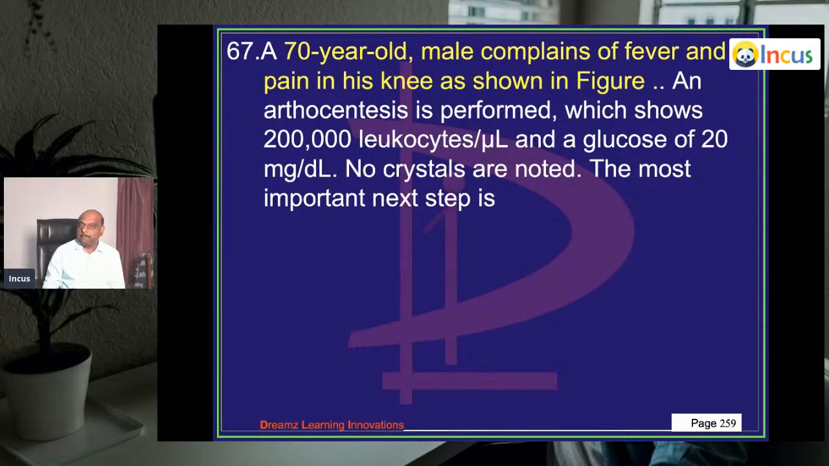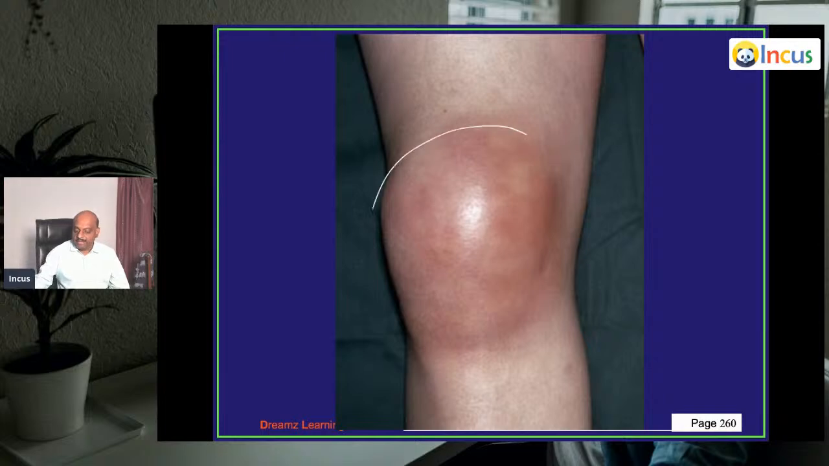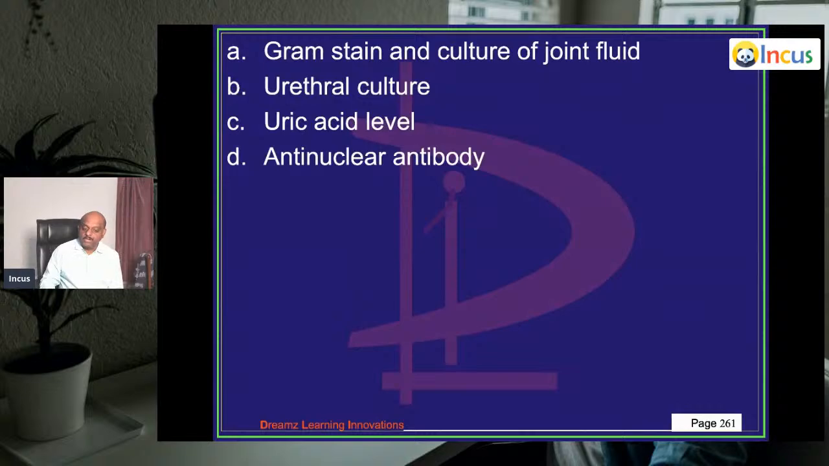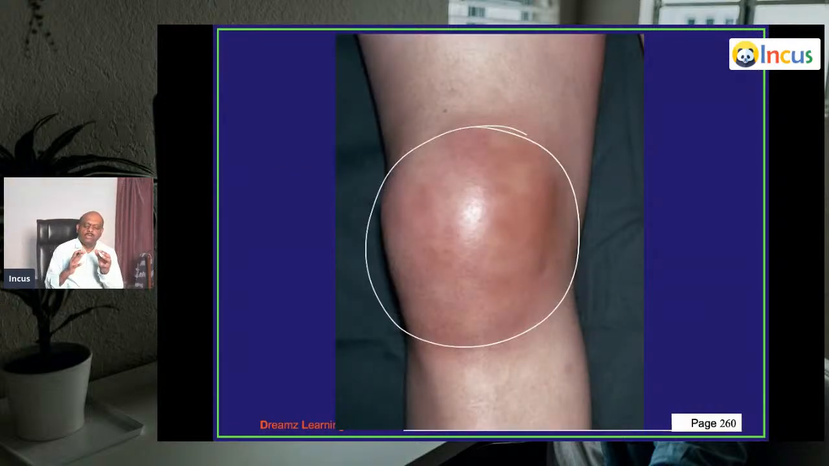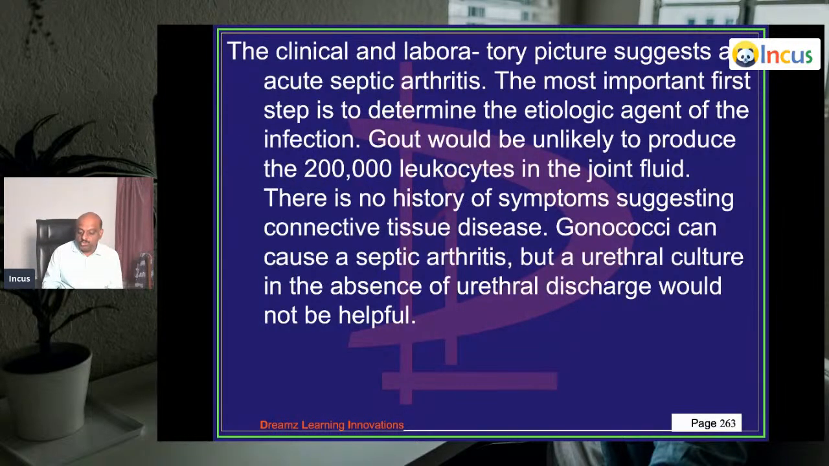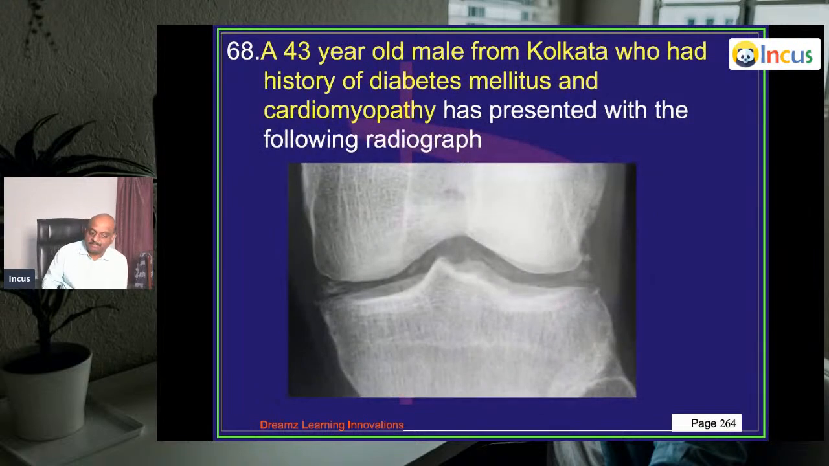70-year-old male, fever, pain in the knee, and 2 lakh leukocytes, glucose of 20, no crystals. What is the next important step? Monoarthritis in a young adult is, unless proven otherwise, a gonococcal arthritis, and septic arthritis is also possible. So gram stain and culture of the joint fluid. So gonococci can cause septic arthritis.